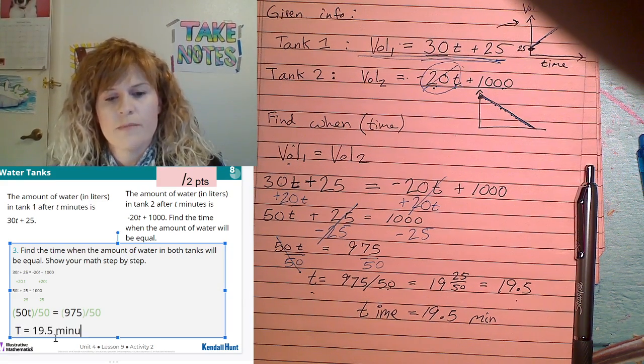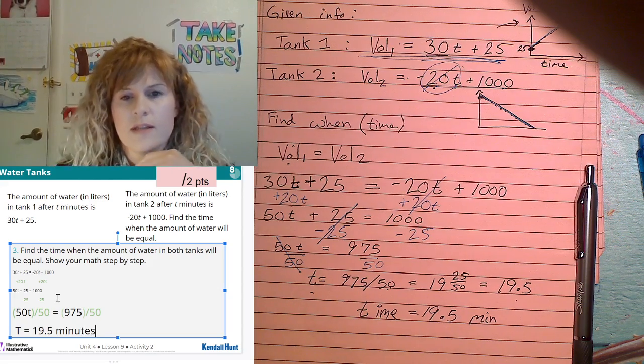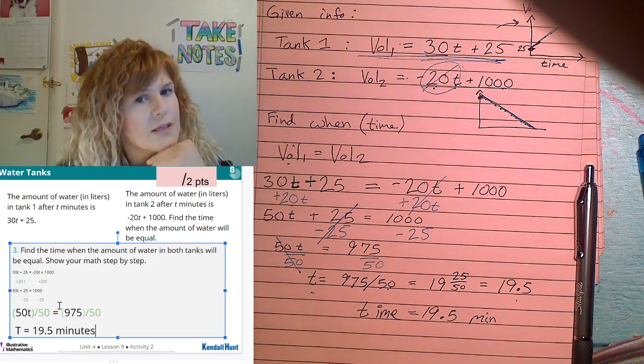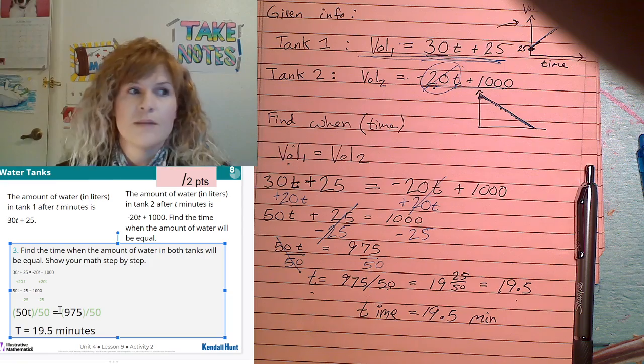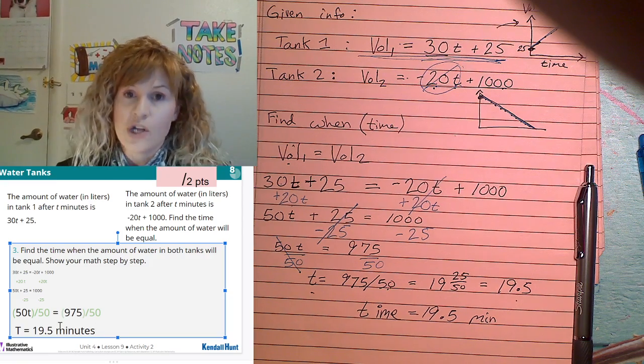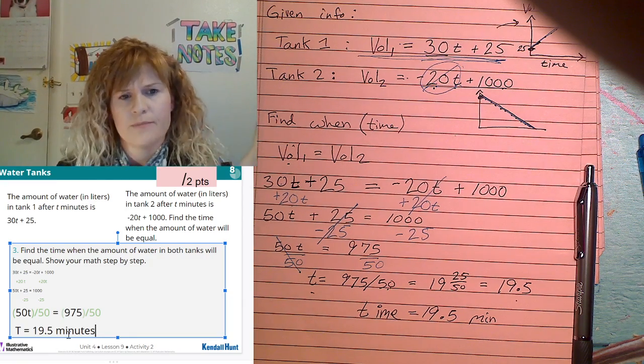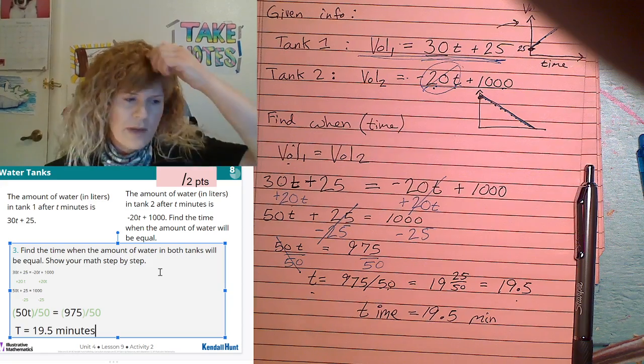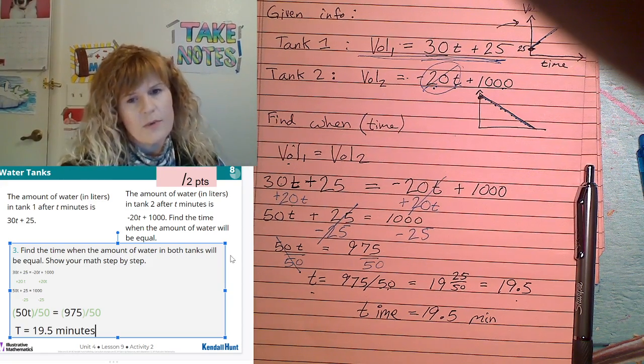19.5. This is important. Make sure you put minutes. I want to see the units of your answer because it better make sense. If you said 19.5 liters, I would be shocked. How can you get liters for time? Okay, good job, guys. Now, I would like to ask you some questions about this, though.